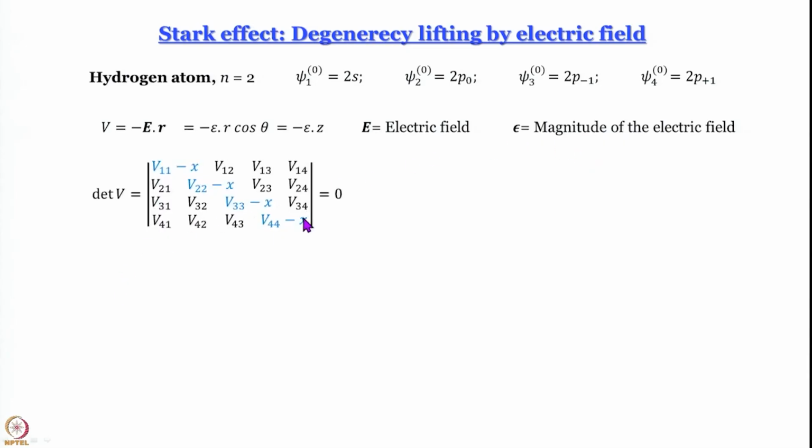Now, this is a secular determinant that is equal to 0. Here it is important to remember what V12, V13 and all that is. Here we are designating 2s as 1. So, V11 would be the perturbation term involving the 2s orbital and the 2s orbital. Same with V22, V33, V44, fine. What about V12? It involves the 2s orbital and the 2p0 orbital. What is V13? It involves the 2s orbital and your 2p minus 1 orbital and so on and so forth.